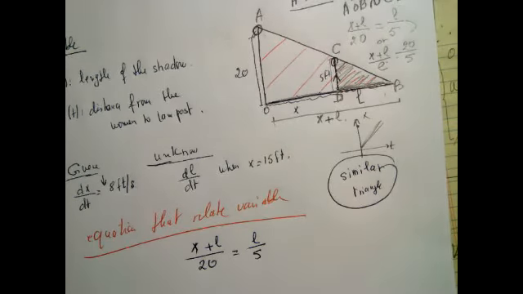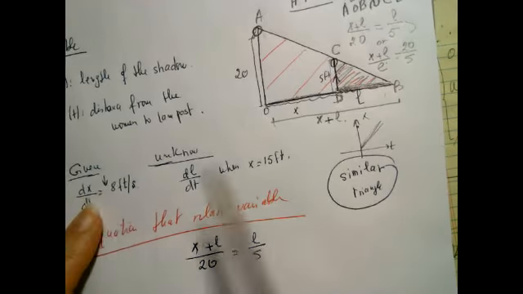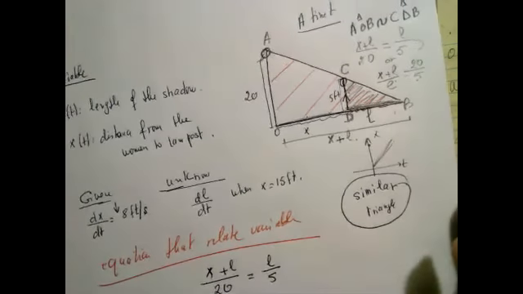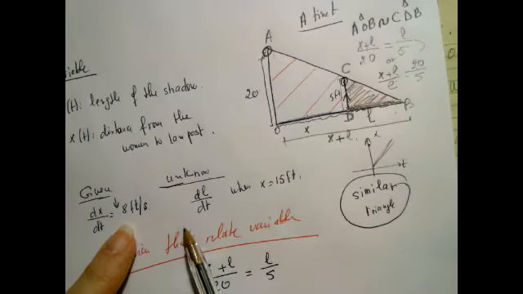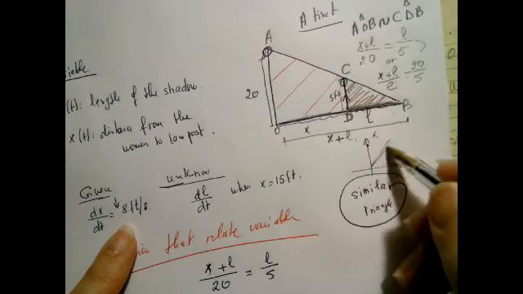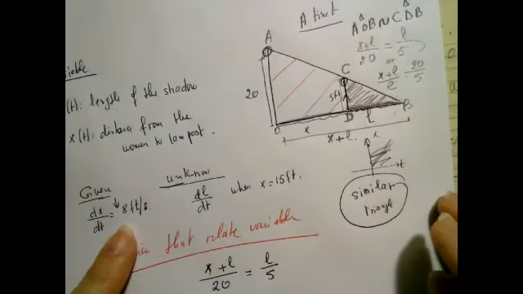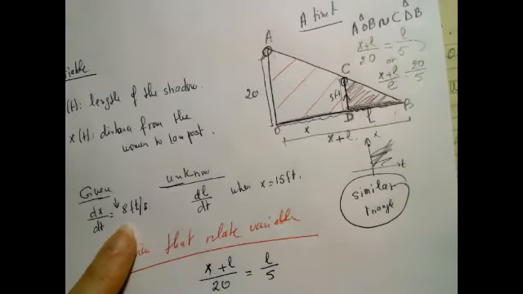Now, before I move on, I kept an arrow here. Why did I keep an arrow? I'm going to ask you a question: is X increasing or decreasing? The distance from the woman to the lamp, it is decreasing. How will this affect the derivative, you think?